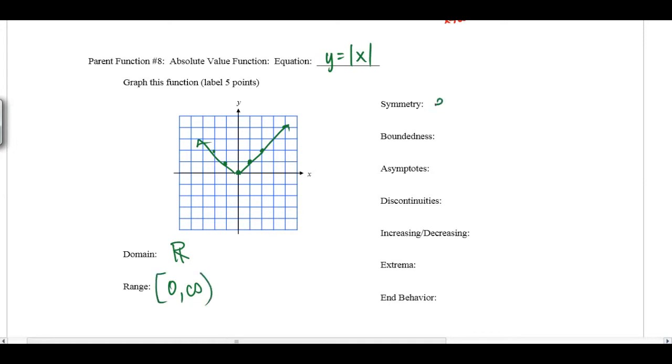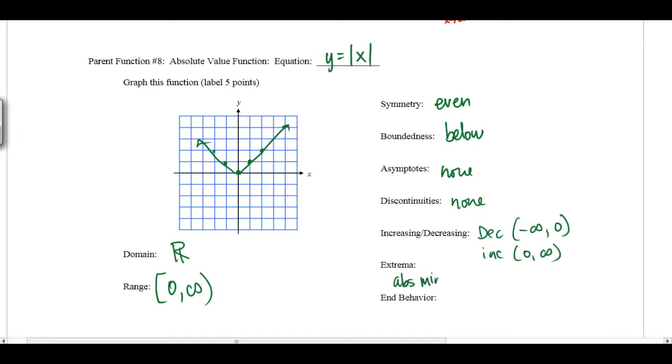The symmetry, that's an even function because it has y-axis symmetry. The boundedness is below, that is bounded below. There's no asymptotes. There is no discontinuities. Notice it is decreasing from negative infinity to 0, and it is increasing from 0 to infinity. There is an absolute min at 0, 0. And the end behavior, I'm going to use the shorthand. The limit as x goes to plus or minus infinity of the absolute value of x is infinity. And that is number 8.